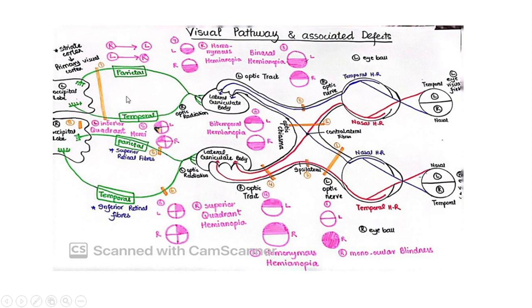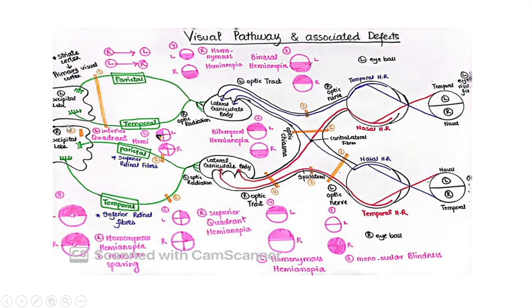Left optic tract and left optic radiation damage are going to cause the same lesion, that is right homonymous hemianopia, and the right optic tract and right optic radiation damage cause the same lesion, that is left homonymous hemianopia. So the eighth one is the occipital loop.